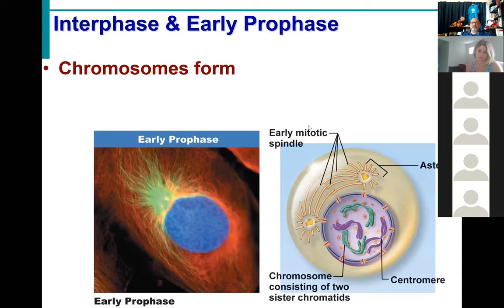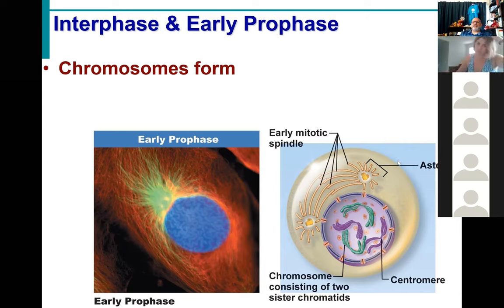Notice in early prophase, the nuclear envelope is still intact. We can still see that distinct border to the nucleus. But now we can start to see the strands of DNA as they're starting to condense down into chromosomes. Notice they're not nice X-shaped structures yet, because this is early prophase. We can clearly see our two spindles as they're starting to move away from each other, forming those spindle fibers, those asters, as they move towards the poles of the cell. And our illustration doesn't show it, but the third thing that's going to be happening is our nuclear envelope is going to start to break down.